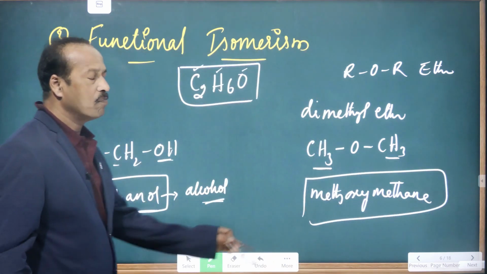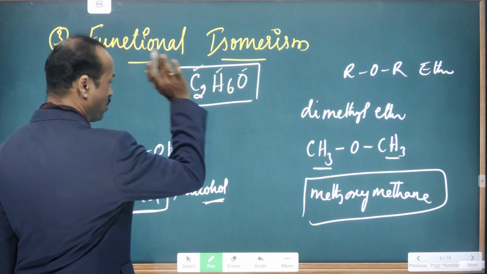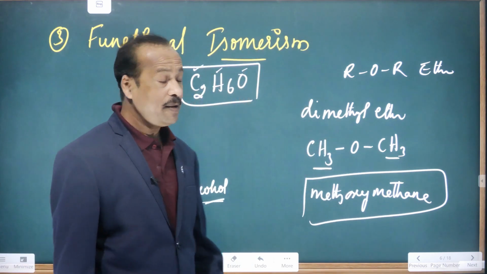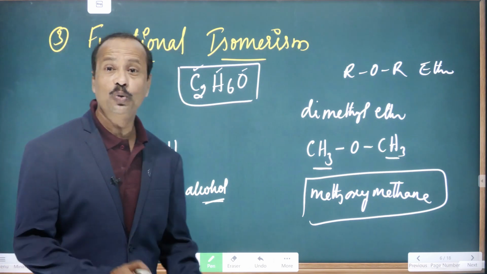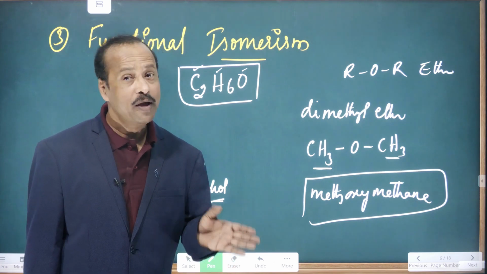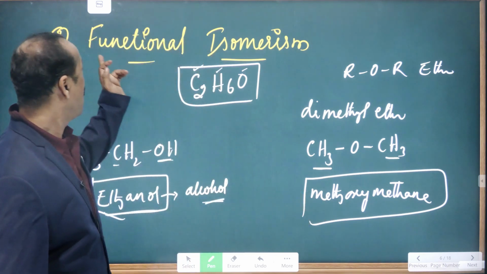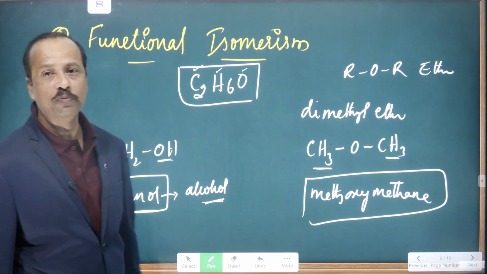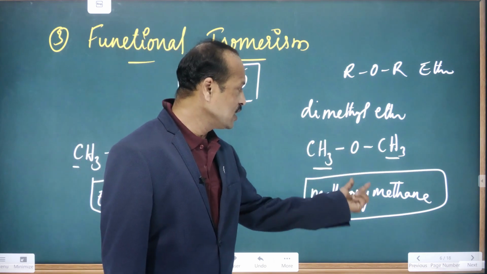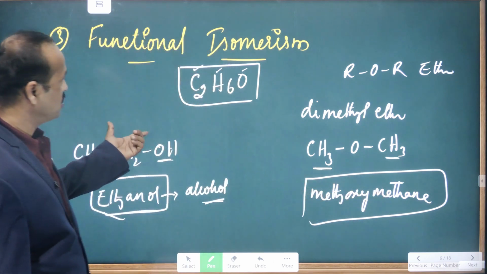Ethanol, methoxymethane. Both have the same molecular formula, that is 2 carbons, 6 hydrogens, 1 oxygen. So the molecular formula is the same, but these two belong to 2 different functional groups. Compounds having the same molecular formula but differing in functional group are called functional isomers, and the phenomenon is functional isomerism. Is this clear? So this is alcohol, this is ether, methoxymethane or dimethyl ether. Right?